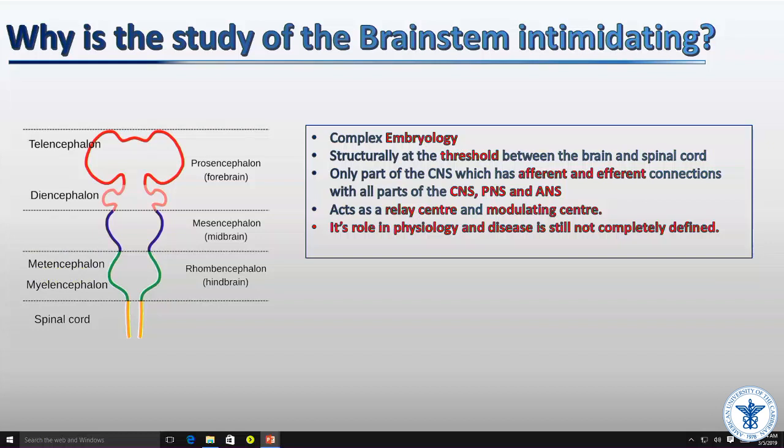And if you look at the way the brain folds onto itself, that is also very complex. And while that all is happening, you have a lot of complex features, a lot of nuclei and all developing there. So that's where the complexity of the brainstem begins.